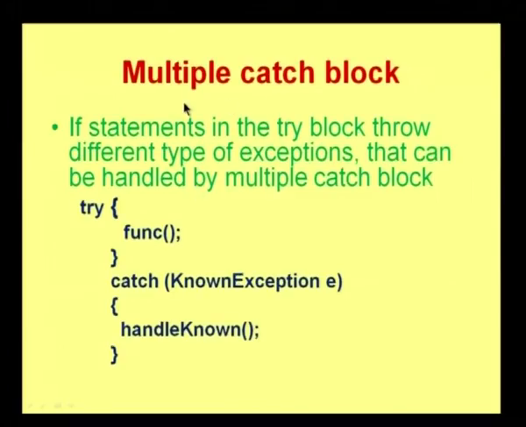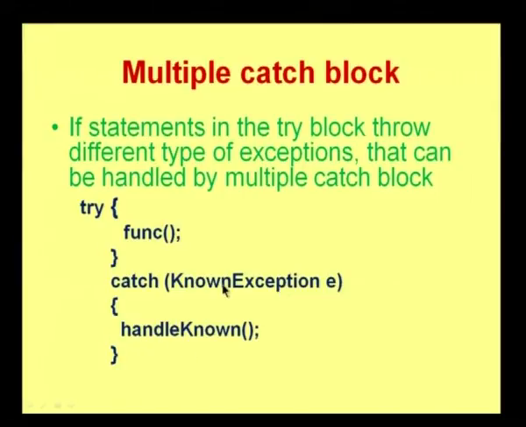Welcome back. We are going to look at multiple catch blocks and then user-defined exceptions, predefined exceptions and so on. So what do you mean by multiple catch blocks? If statements in the try block throw different types of exceptions, they can be handled by multiple catch blocks. So you can see that here we have a try block and then I have a catch block. I have an exception called a known exception. I know how to handle this.